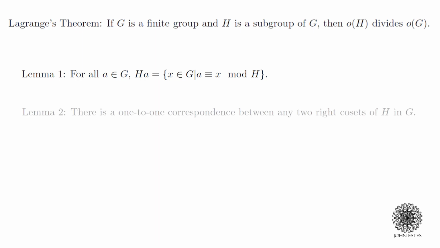Alright, so then once we do that, we're going to prove lemma 2, which says that there is a one-to-one correspondence between any two right cosets of H and G. Once you have those two pieces, Lagrange's theorem is actually very easy to prove. Alright, so let's go ahead and prove lemma 1.